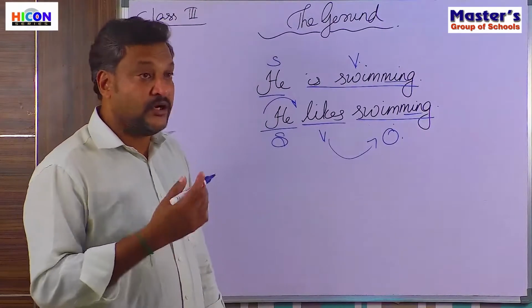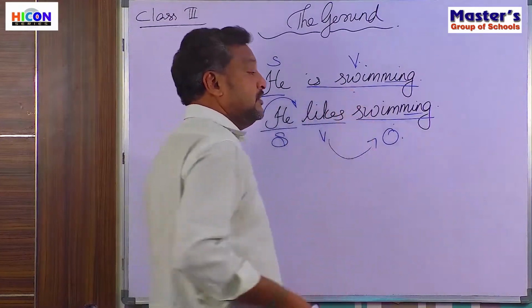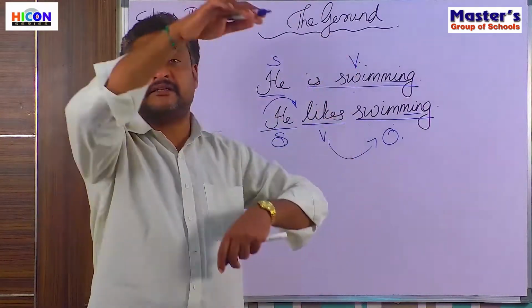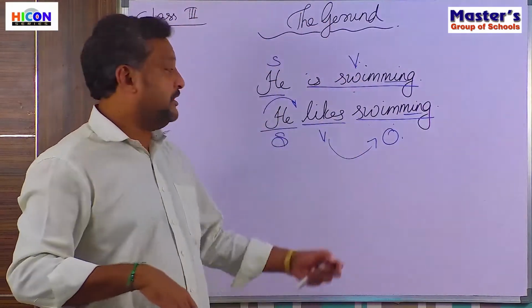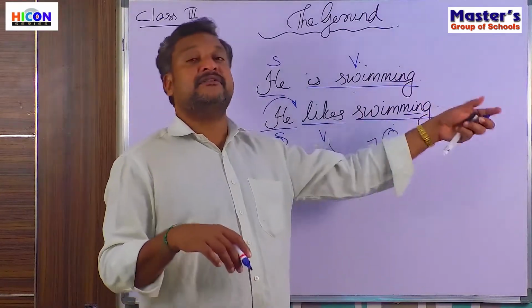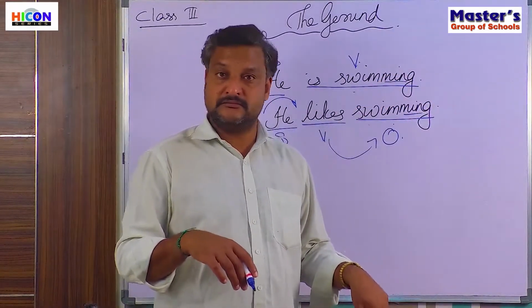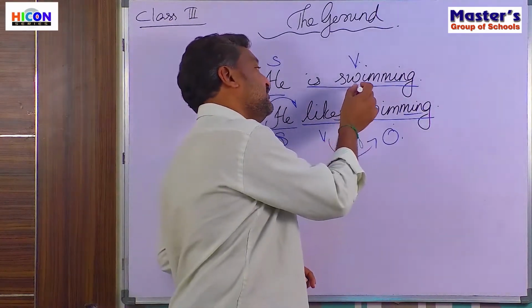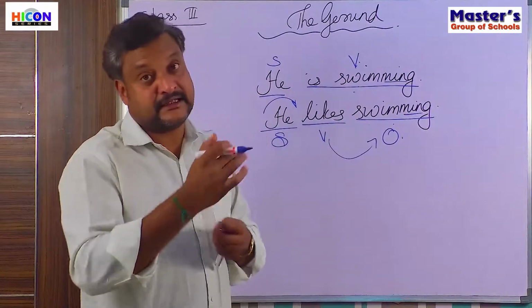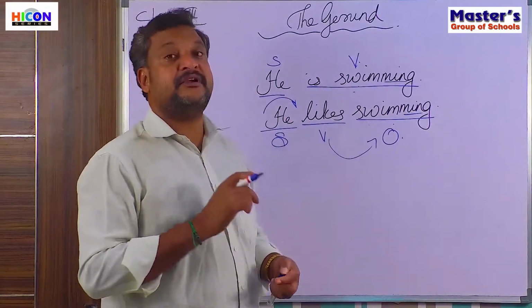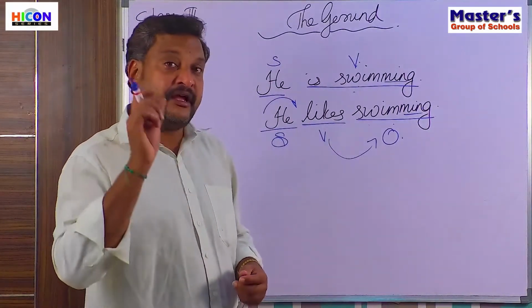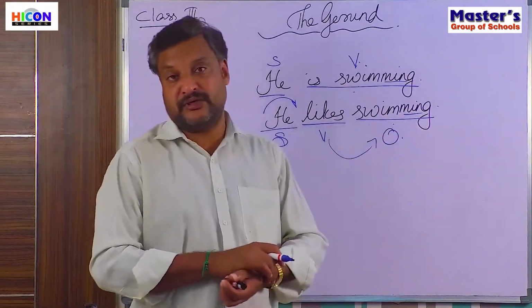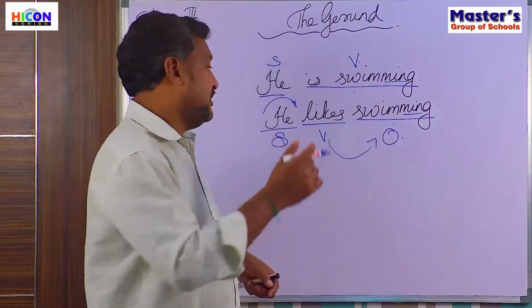It's not an action. This is action. He is swimming means he is in the water and he is doing the activity of swimming. But here, he loves the activity called swimming. Got the difference? In the first sentence, we are dealing with the activity directly. In the second sentence, we are not doing that activity, but we are using the name of that activity, and that is called swimming.